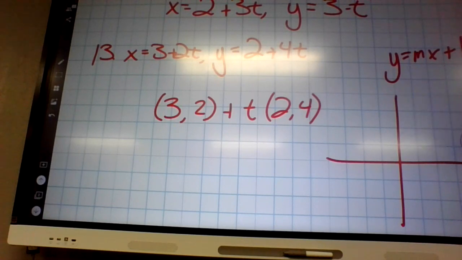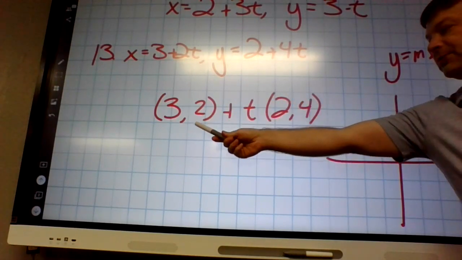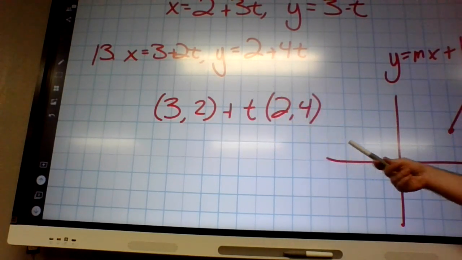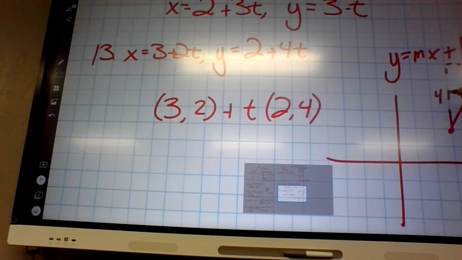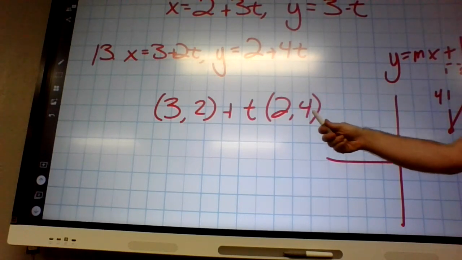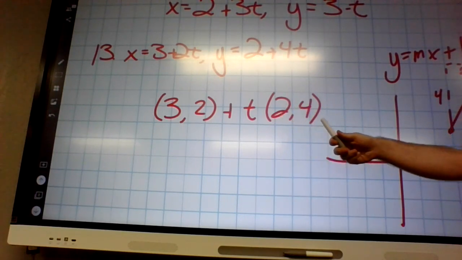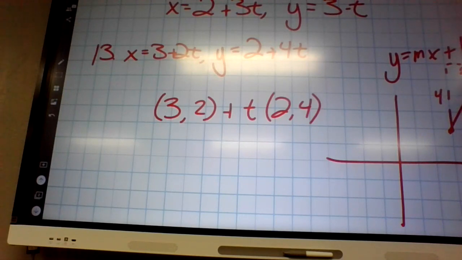Oops, sorry. It's going from 3, 2, and then it's going up 4 and over 2. So it looks like that. Starting at 3, 2, moving right 2, up 4. What's the slope of this line? Well, basically it's going up 4 and over 2, right? Rise over run. So the slope is 4 over 2, or 2.